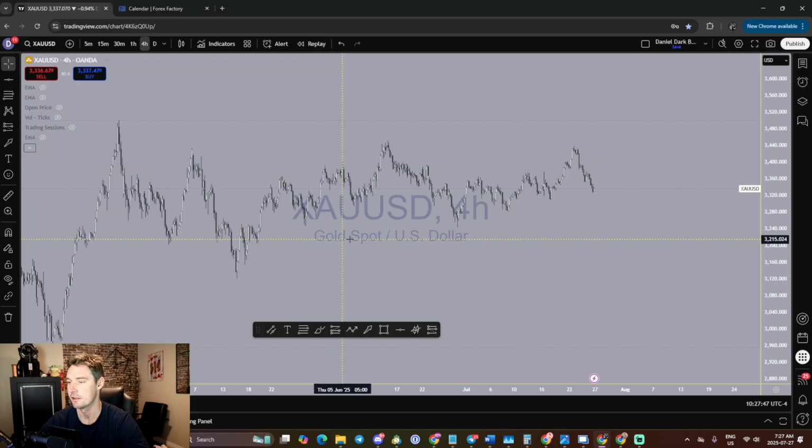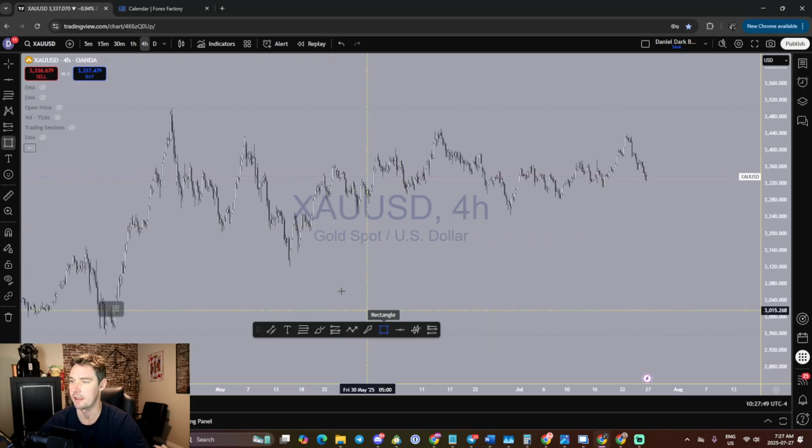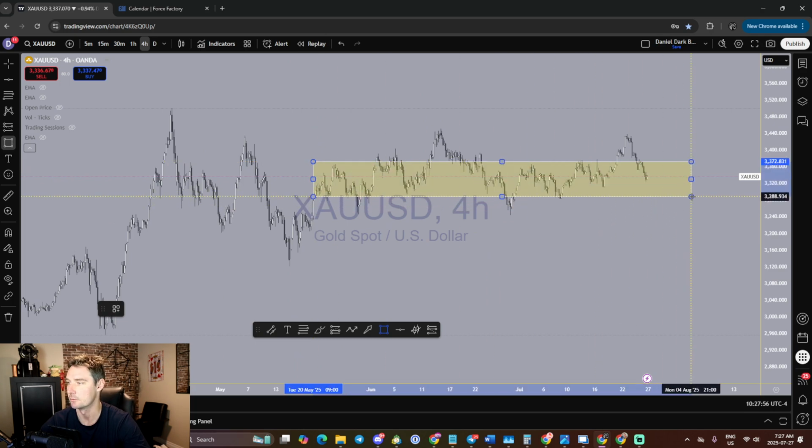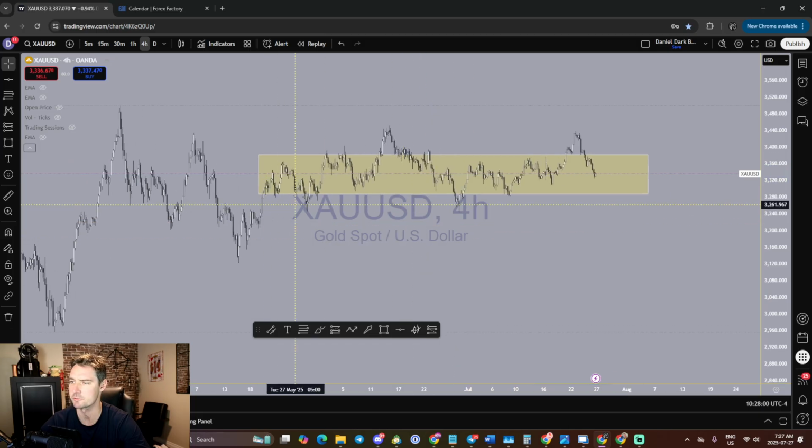So the first thing that I want to identify here, and I identified this right away last week, was this range here that we've been stuck in with gold for the last 2 months. And I identified this as a range just because we have a couple of fake outs, right? But 90% of the price action is within this range.